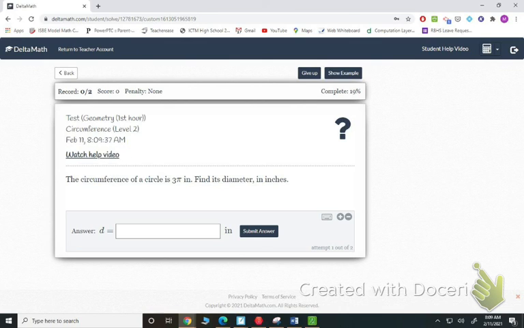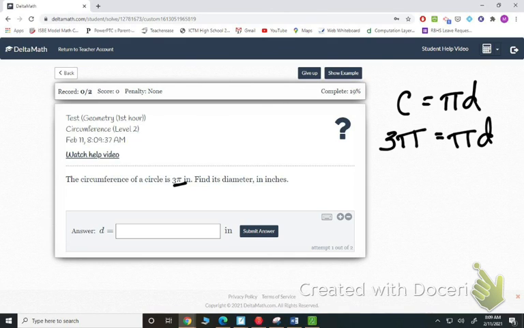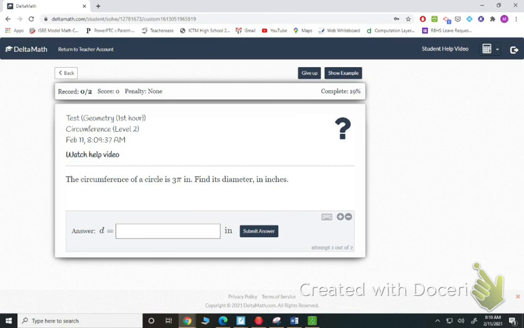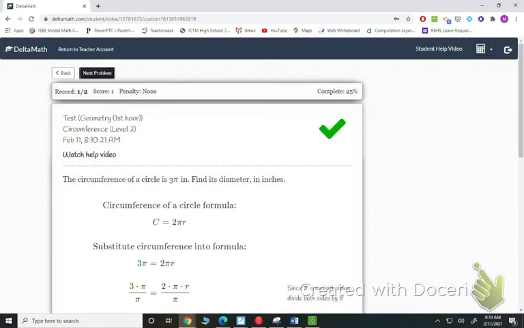Okay, so on this problem, it says the circumference of a circle is 3 pi, find its diameter. So again, circumference in terms of diameter is pi times diameter. So I know the circumference is 3 pi. If I look at this equation, how do I get d on a side by itself? Well, if I divide both sides by pi, I'm going to get the diameter to be 3. So here I'm going to type in diameter is 3, submit answer, yes, got a green check mark, good to go.